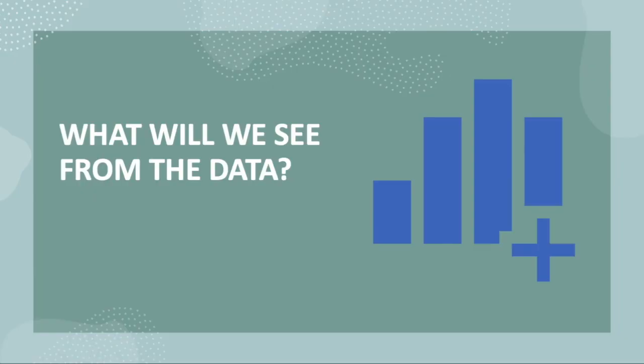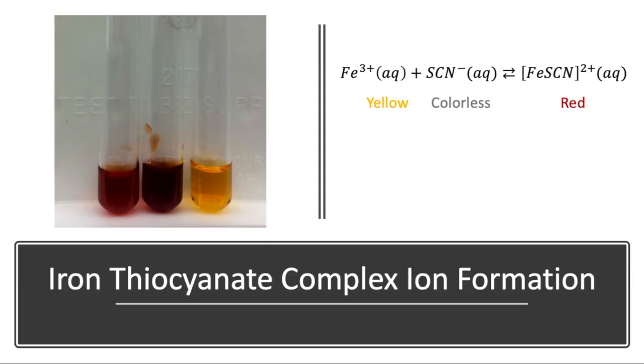Now, the reaction that you're going to be looking at from the data is actually a different reaction, and it's a complex ion formation reaction for this FeSCN2+ complex ion. Our iron is a yellow color, like this test tube on the right. SCN, or thiocyanate, is just colorless. FeSCN2+ is this deep blood red color. And then if you have a mixture, it will be orange.